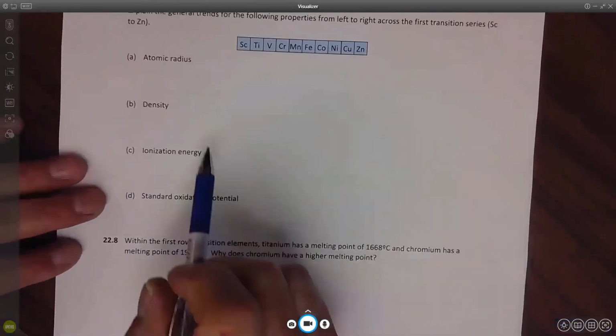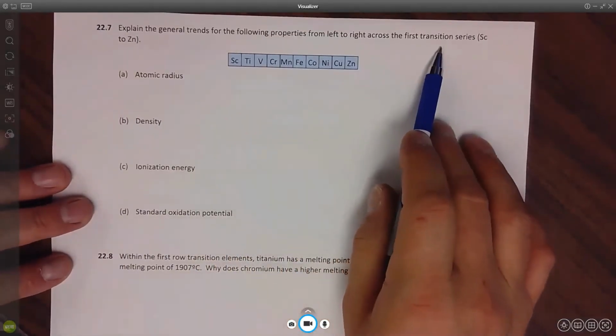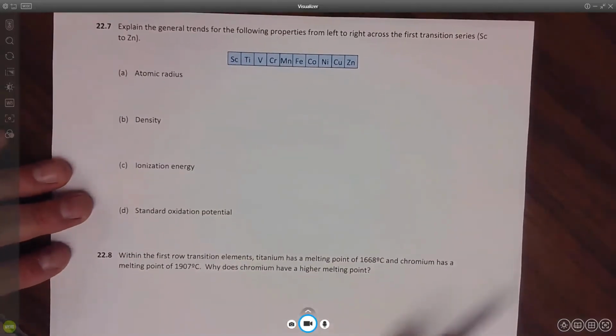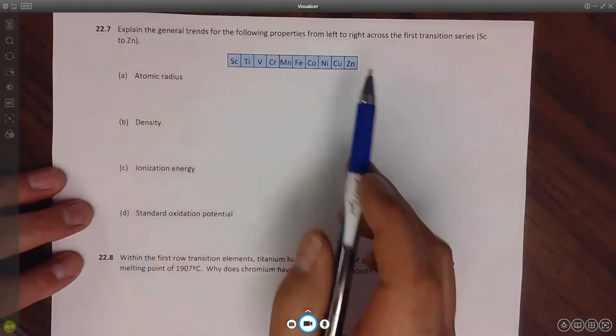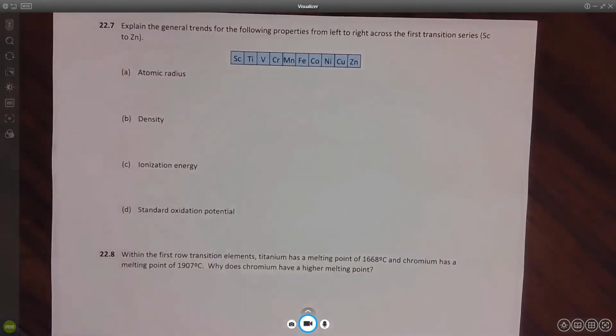So this says, explain the general trends for the following properties from left to right across the first transition series, so scandium to zinc. So what happens to the atomic radius? Katrin, what happens to the atomic radius as I proceed from left to right across the periodic table? It gets larger or smaller. Say it again. It gets larger, nope, smaller.